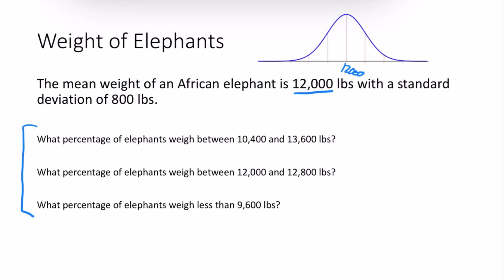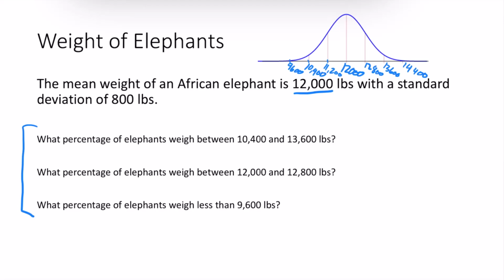And then if I go one standard deviation above that, that's going to be 12,800. If I go one more standard deviation above that, 12,800 plus 800 is going to be 13,600. And then if I go one more standard deviation above that, I get 14,400. Then I also want to subtract my standard deviation to find these lower marks. So I'd say, well, 12,000 minus 800 is going to be 11,200. If I subtract 800 from that, I'm going to get 10,400. And if I subtract 800 from that, that's going to give me 9,600.